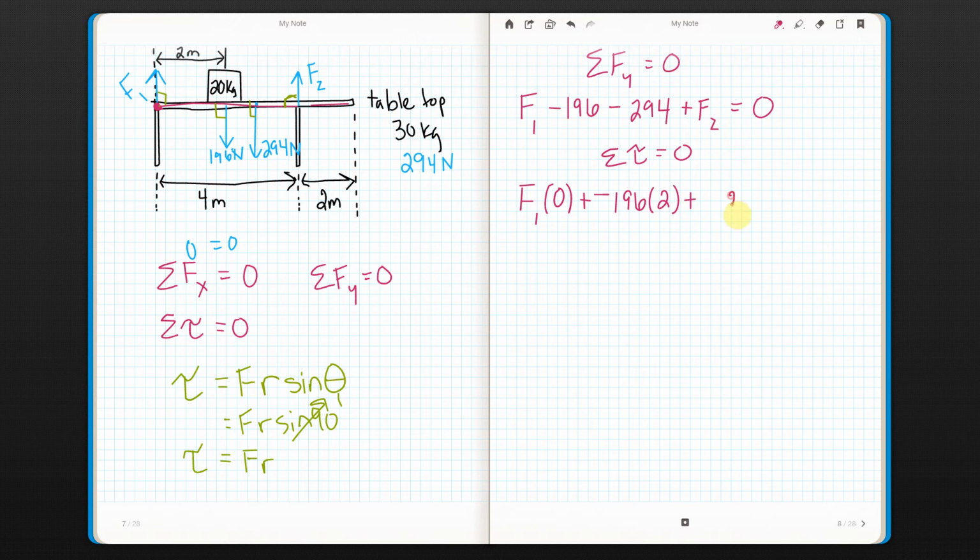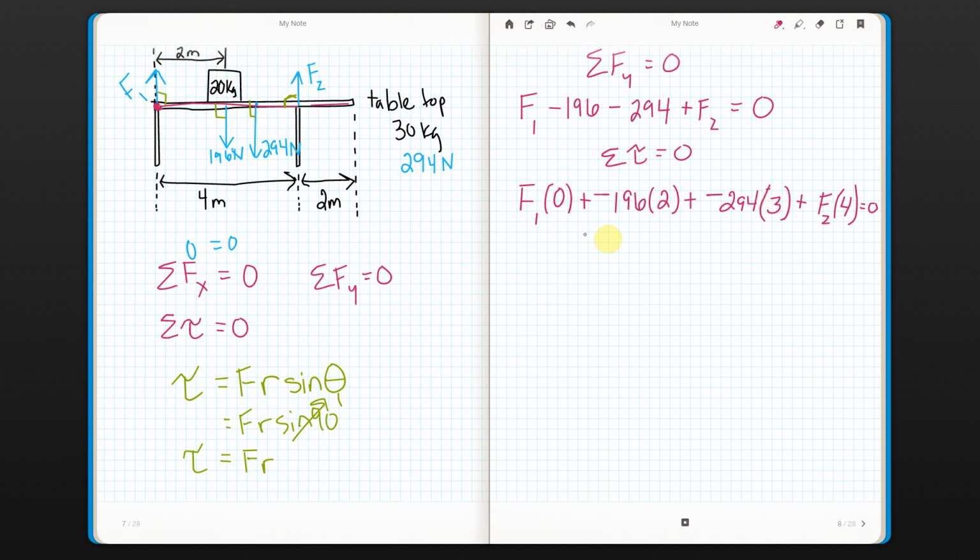Okay, plus next force 294. This one, I don't have this distance labeled, but it's not too hard to figure out. The whole tabletop is 6 meters long, which means the middle is 3 meters from the end. So this is 3 meters from the end. This also would cause the tabletop to rotate clockwise, so this is a negative torque, plus F2 is happening 4 meters from the pivot, and I'm about out of room. That's the end, so that equals 0.